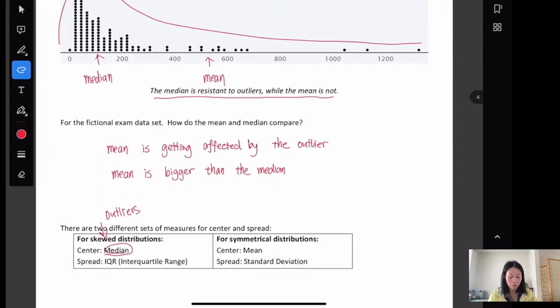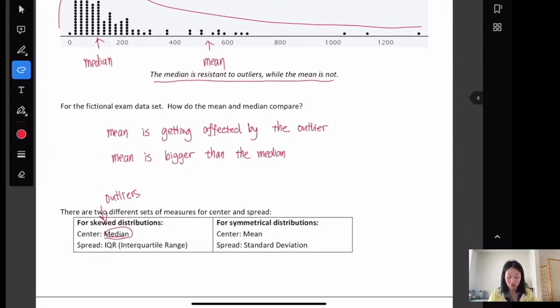But if we have a symmetrical distribution, where the mean is equal to the median, we will use the mean as the center. In this case, for how the data spreads out, we use standard deviation. Later we will talk about what the standard deviation is. And for skewed data, we use the interquartile range, or something we call the five-number summary. We will discover more as the class goes on.